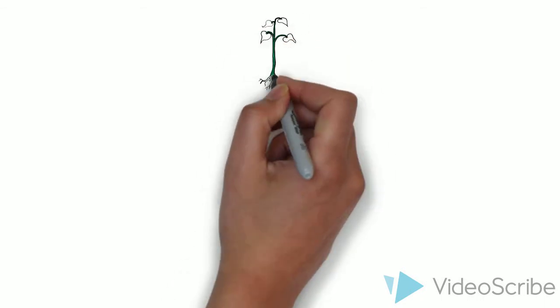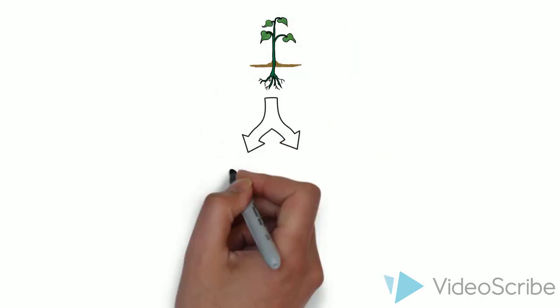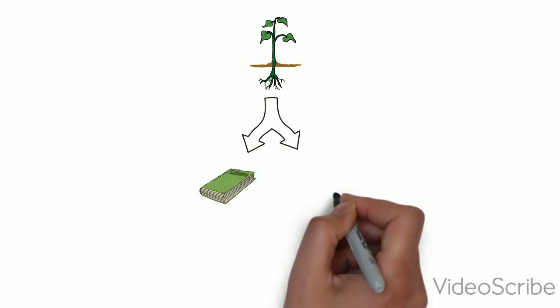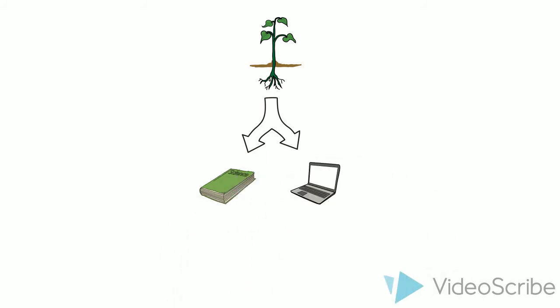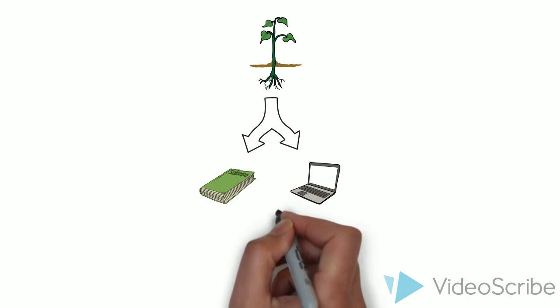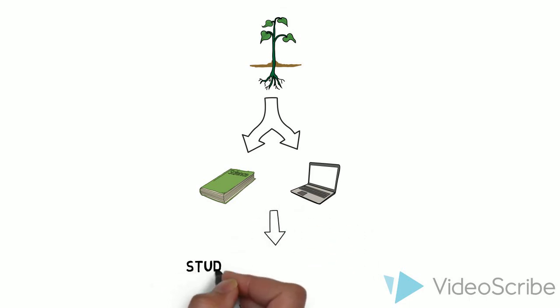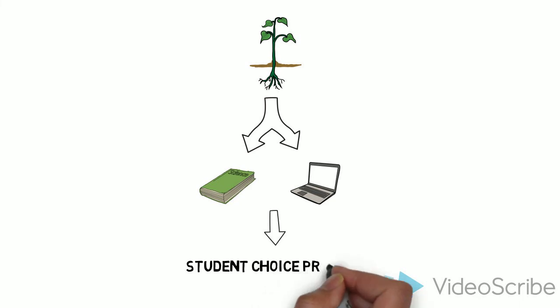In science, students may have the option of reading about photosynthesis in the textbook as well as watching a video describing the various steps, tapping into the different ways students learn best. Their final product may allow for student choice in how they display their mastery of the subject through a poster project, original video, or essay.